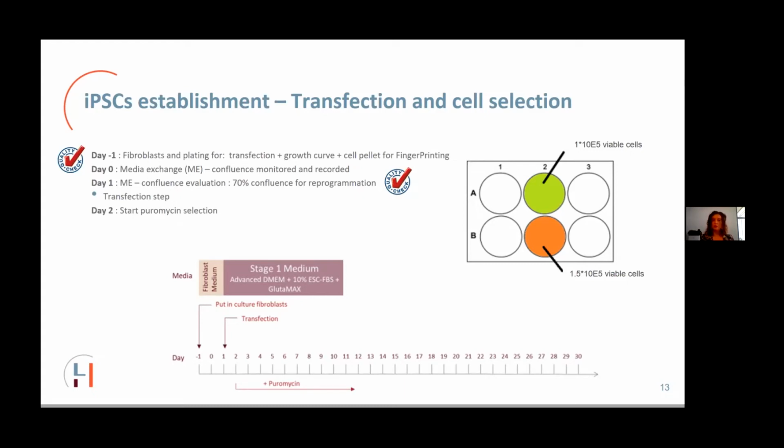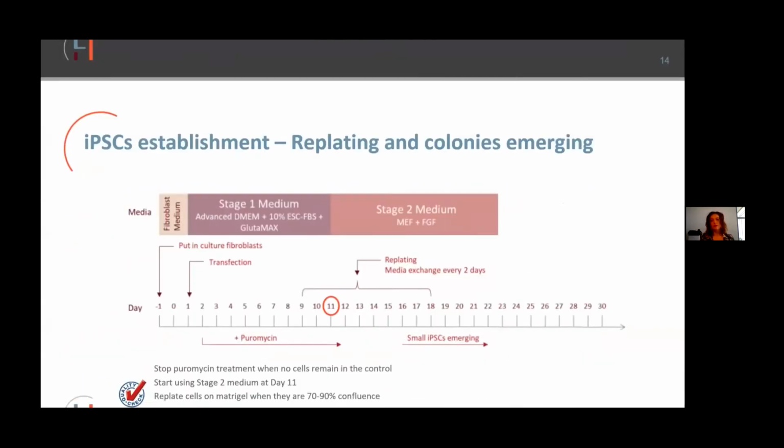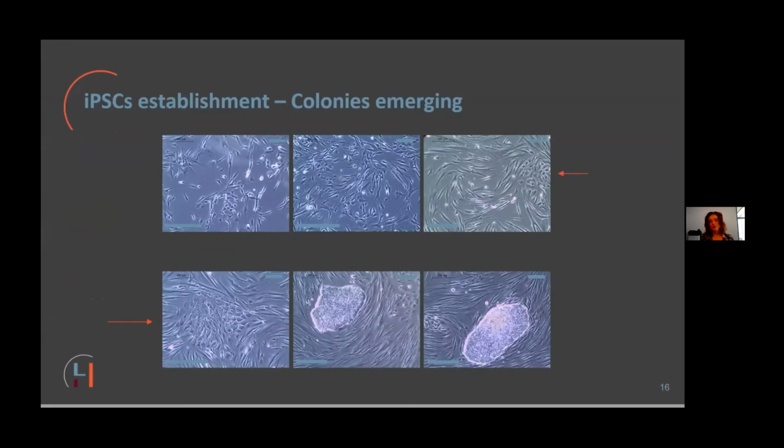At day 2, we start the puromycin selection because we only want to select the cells that have been transfected correctly. So after 8 days, we should observe in our wells that all of the cells are dead in the control well, while we still have a good amount of cells in the transfected well. Therefore, we stop the puromycin treatment when no cells remain in the control. We start to change the medium and replate the cells on Matrigel when we have a confluence of 70–80%. This is also important because otherwise we won't see the next step coming, which is the colonies emerging.